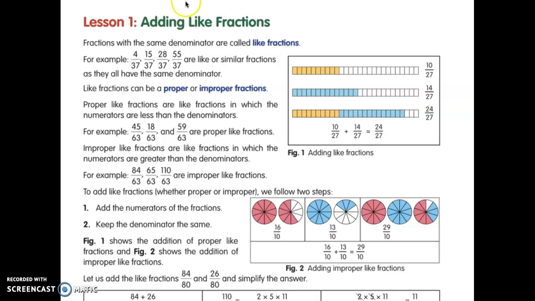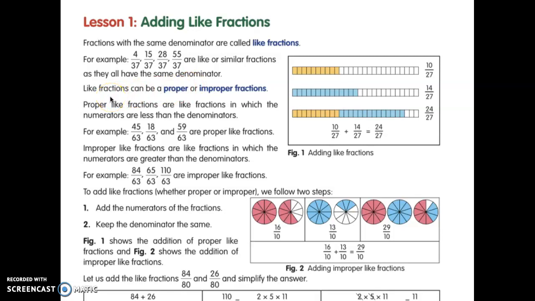Our topic for today is adding like fractions. Fractions with the same denominator are called like fractions. For example, 4 over 37, 15 over 37, 28 over 37, and 55 over 37 are like or similar fractions, as they all have the same denominator, which is 37.